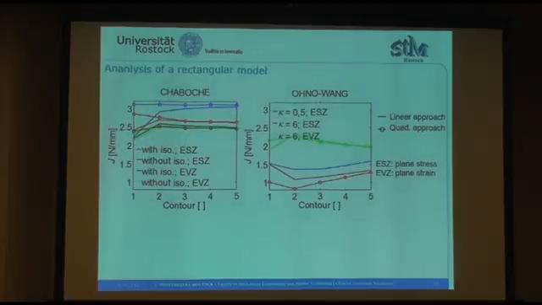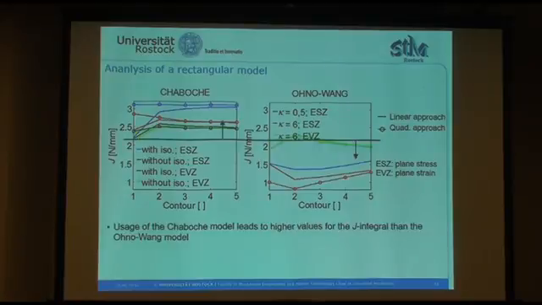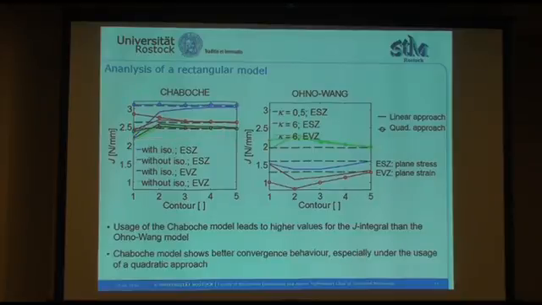The first model I analyzed was a plain rectangular model, and here you can see the results of the J integral over the number of contours. As you can see, the usage of the Chaboche model leads to higher values for the J integral than under the usage of the Numerical model, which results from the overestimation of ratcheting behavior. And moreover, the Chaboche model shows a better convergence behavior, especially under the usage of a quadratic approach.